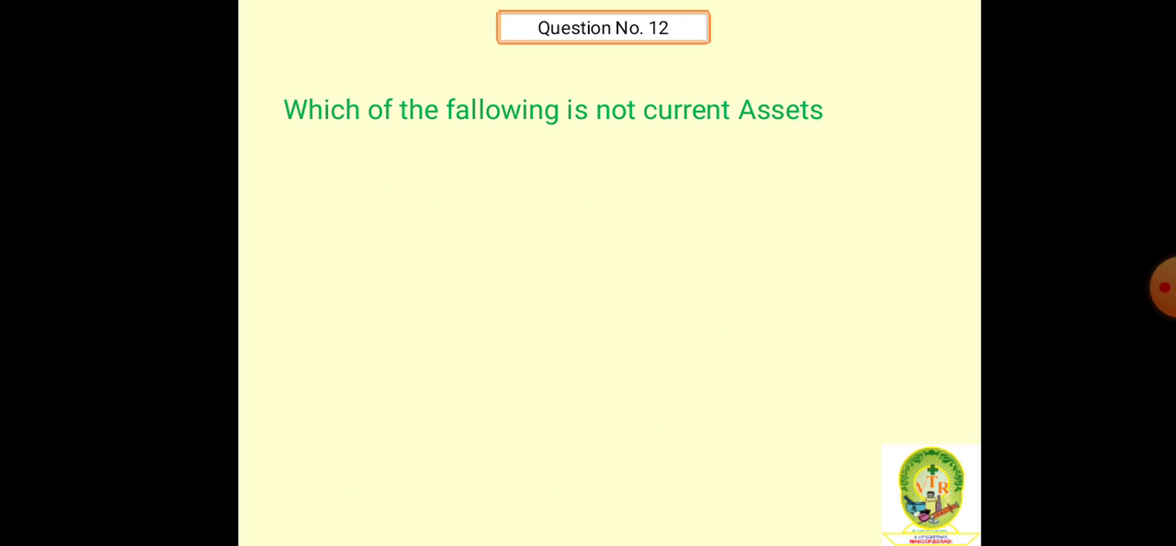Which of the following is not current assets? Options are A. Cash, B. Bank, C. Debtors, D. Machinery. Right answer is D.